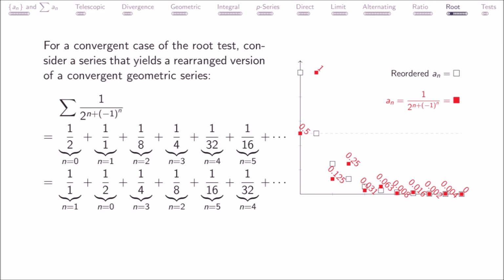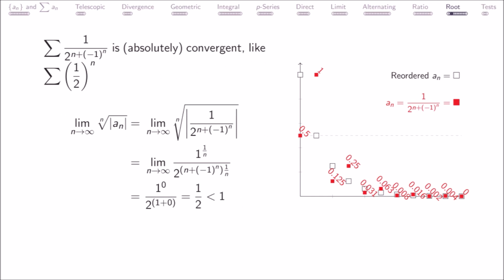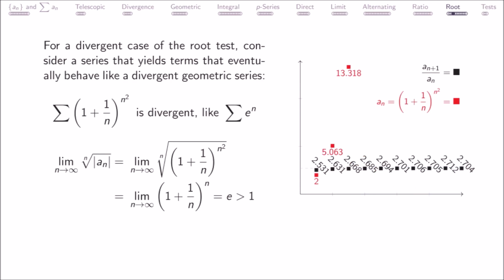For a convergent case of the root test, consider a series that yields a rearranged version of a convergent geometric series. Then we have the following. For a divergent case of the root test, consider a series that yields terms that eventually behave like a divergent geometric series.